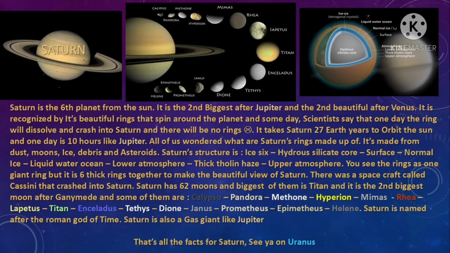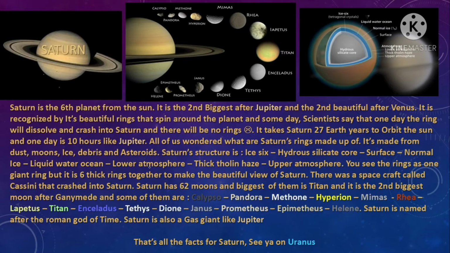You see the rings as one giant ring, but they are 6 thick rings. These thicker rings are from the inside. 6 thick rings together make a beautiful view of Saturn. There was a spacecraft that visited Saturn called Cassini that crashed into Saturn.